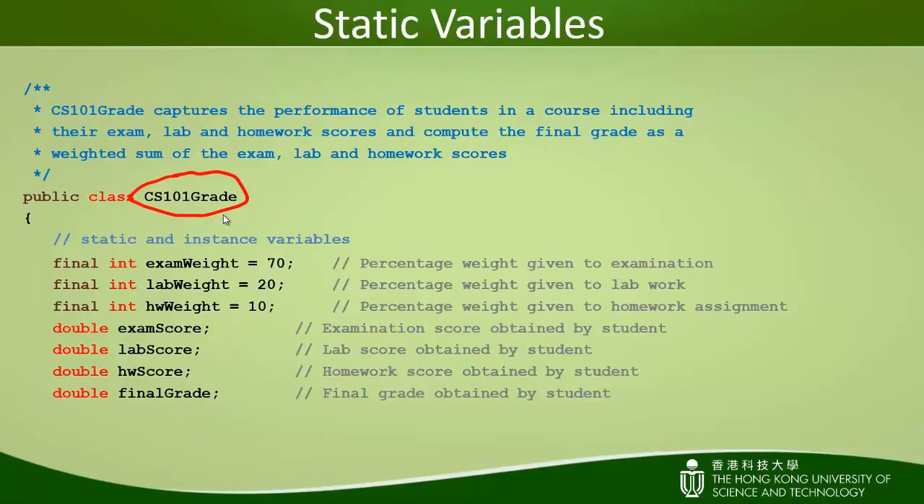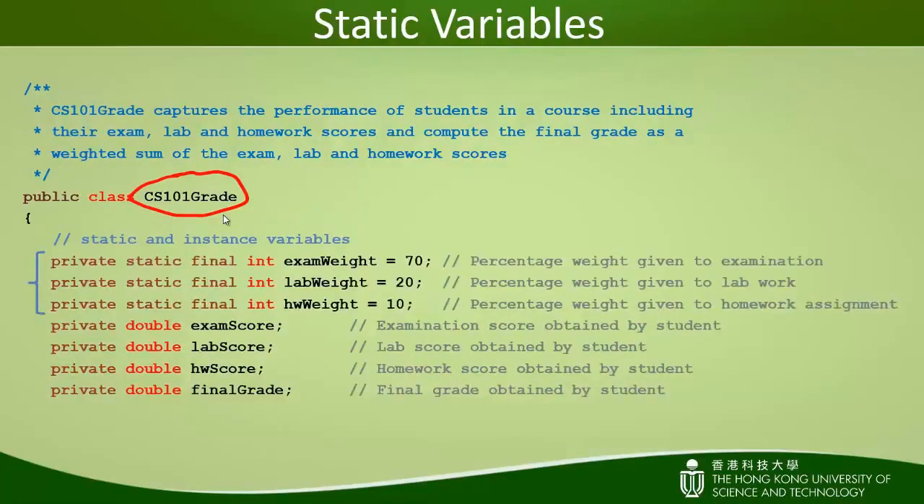In Java, this is the concept of class variable, or they are also called static variables. The keyword static is used to designate class variables. Static variables will be created without the need to create any instance. So here, we are declaring exam weight, lab weight, and homework weight as static variables by putting the keyword static in front of the declaration.